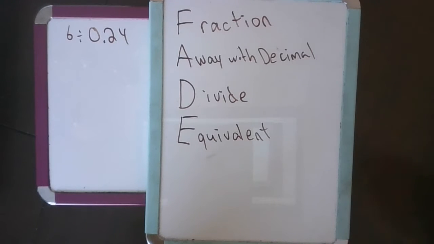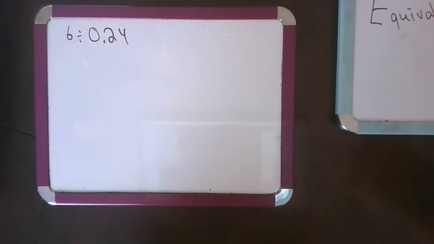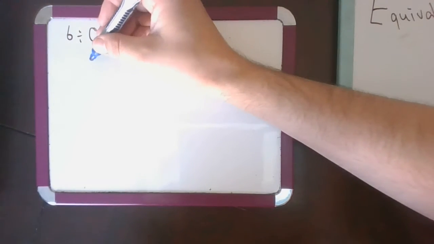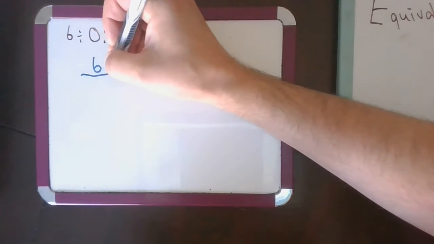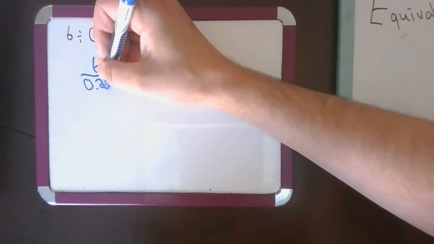All right, guys, let's take a look at a couple more. So we're doing whole numbers divided by decimals. We're going to use our FADE strategy that we talked about. First step in FADE is turn it into a fraction. So we have 6 being divided by 24 hundredths.